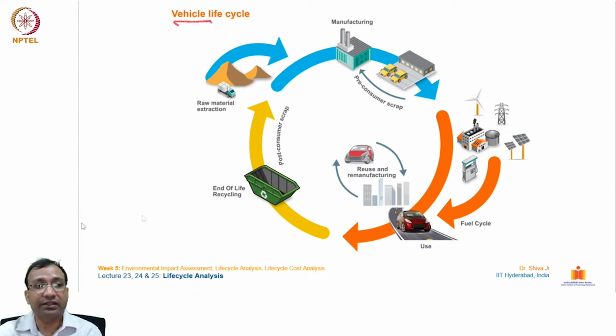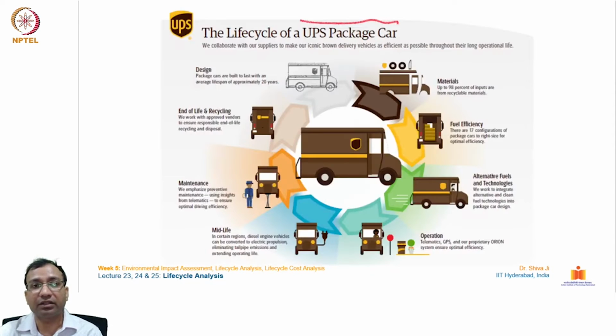So this is a schematic life cycle of a vehicle, which we have seen in the previous slide also. It goes from the resource material to manufacturing, then its use, then fuel consumption, then reusing, manufacturing, recycling, then again it goes back. This is how it keeps on moving. The materials and components which cannot be recycled become the bottleneck. Here we will see the life cycle of courier companies' package cars. How do they do this?